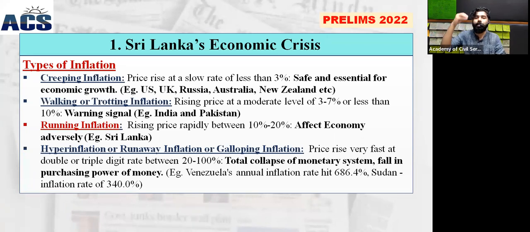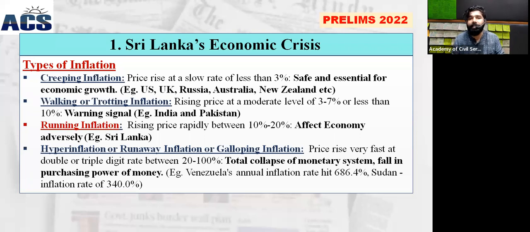Now countries like the US, UK, Russia, Australia, and New Zealand are all experiencing an inflation rate below 3%. That means a certain percentage of inflation is good for an economy. If there is no inflation, the economy will stagnate or go down, which will result in deflation. There is another different concept with regard to inflation. So the first type with regard to the rise of price is creeping inflation, where the rate is less than 3%.